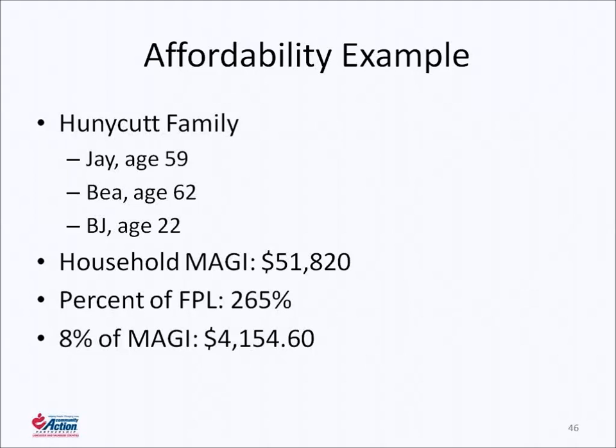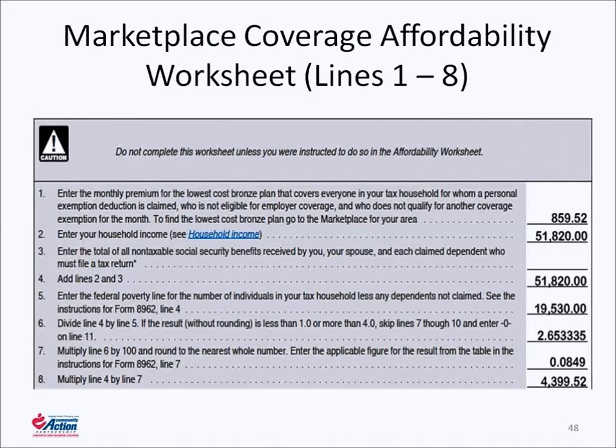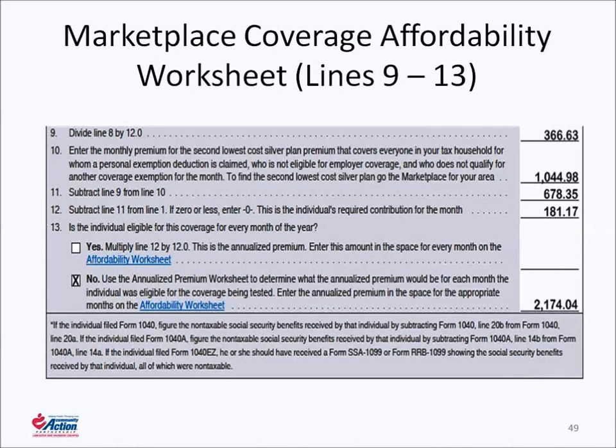Their household MAGI is $51,820, which is 265% of the federal poverty line. 8% of their MAGI is $4,154.60. Okay, this is the affordability worksheet. You figure out 8% of the household income. You enter the members of the household, one for each column. I just put the ages here so we would remember that.